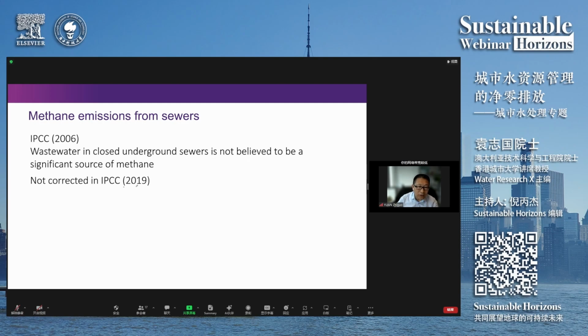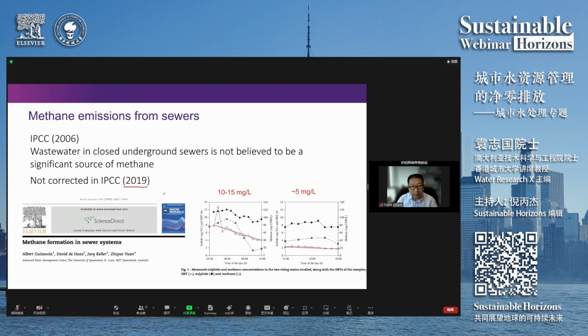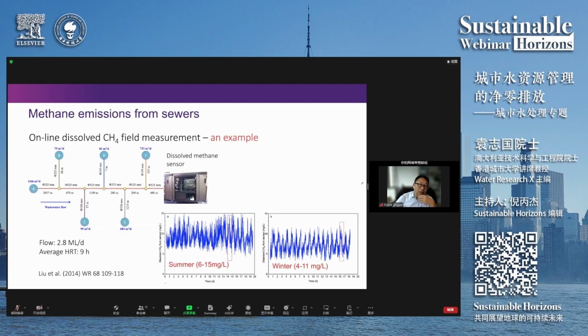But in the 2019 report, this sewer emission was recognized, but the emission factor was not corrected. And here are the results. We reported in 2008. I think we were among the first to report methane emissions from sewer networks. So this is one pipe. There's another pipe, and when you see a few milligram per liter of dissolved methane, that's quite a bit. Then we measured a network.